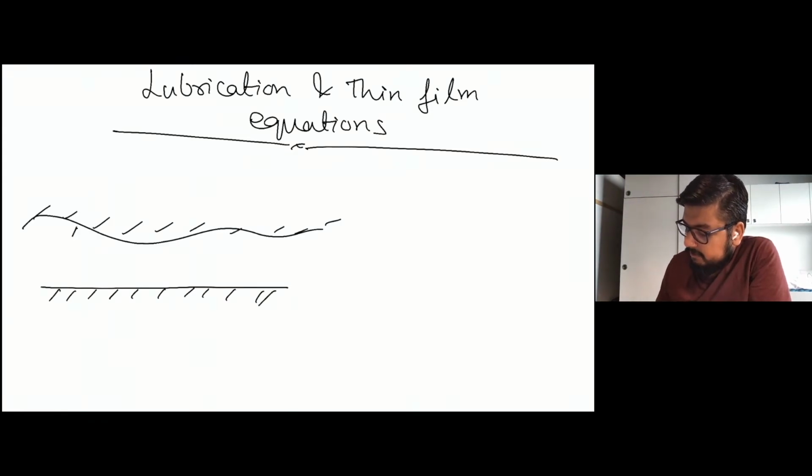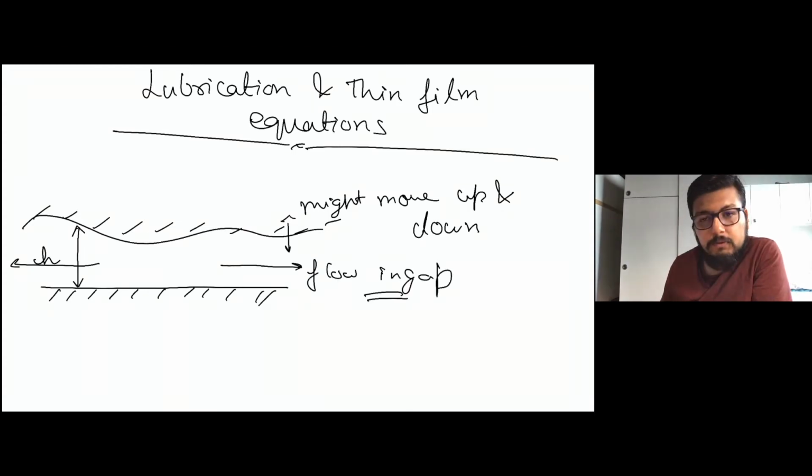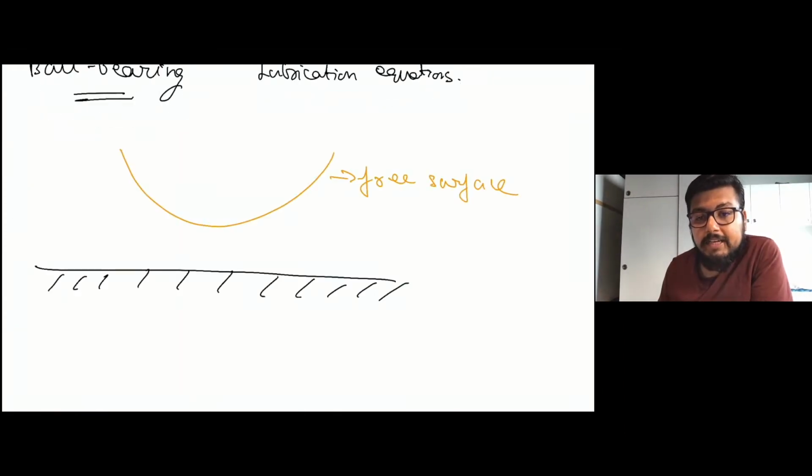Imagine that you have two surfaces which are separated by a distance h. This surface on the top need not be stationary and it might move up and down. So as it moves up or down, if there is a flow in the gap, this flow in the gap can be described by something that we call lubrication equations. One of the real life examples of such a flow could be in a ball bearing. Furthermore, we can have a case where a free surface is approaching a solid wall. This is similar to the case of drop impact on surfaces that we saw in the video.